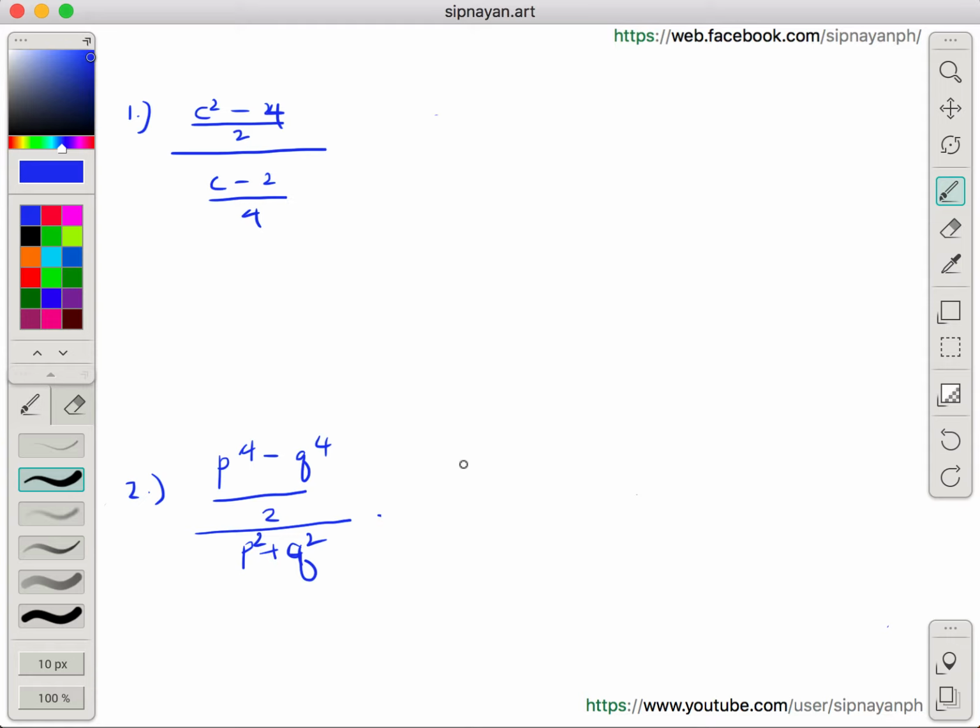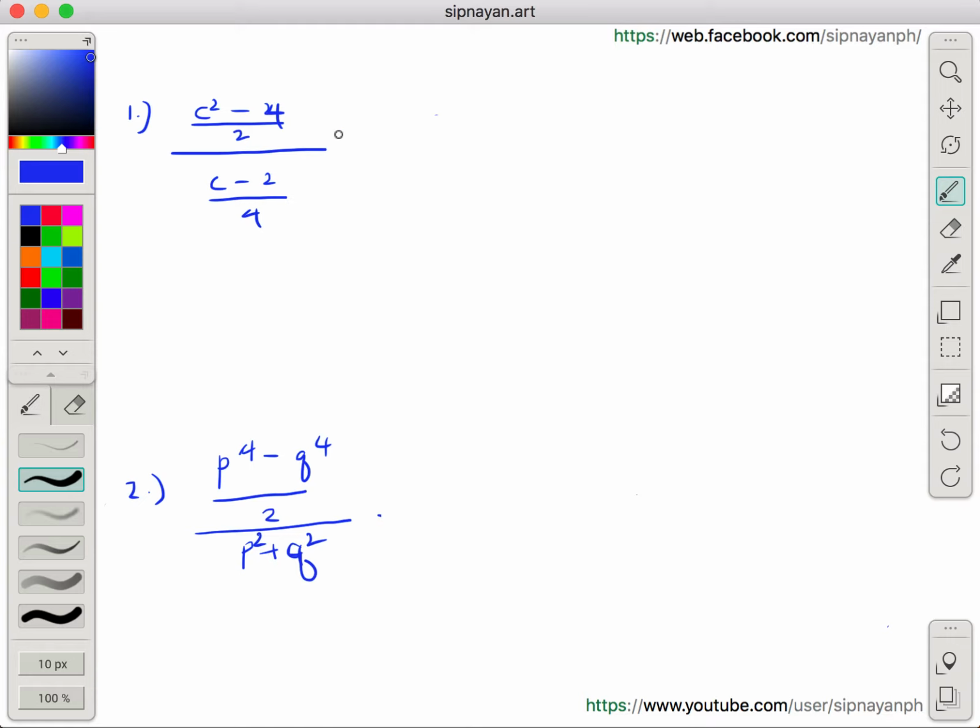And kung sinusundan nyo itong series natin, ang ginagawa natin ay ang pag-divide ng rational expressions, no? Sabi natin sa mga previous videos, ang pag-divide ng rational expressions, just copy the dividend and then yung division gagawin nating multiplication and then get the reciprocal of the divisor.